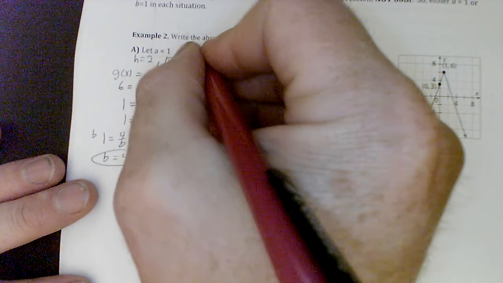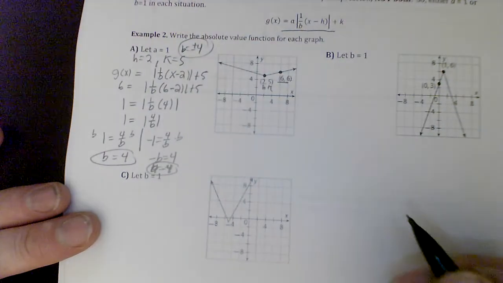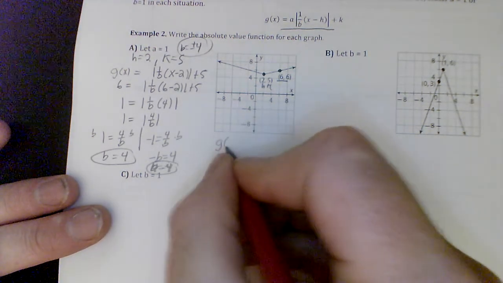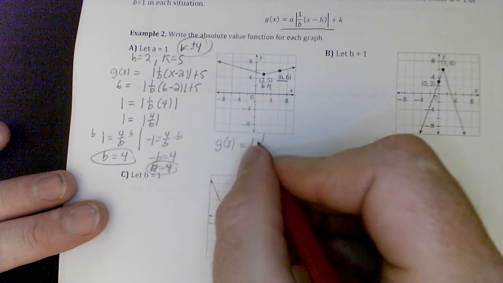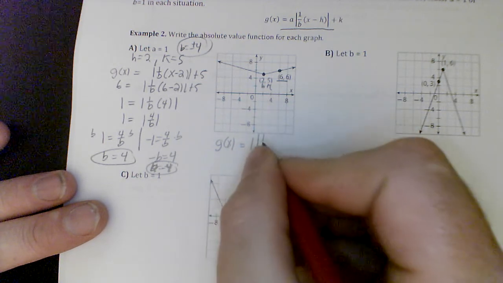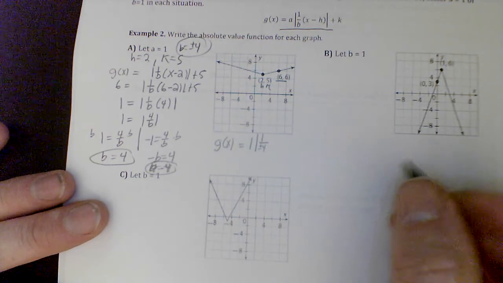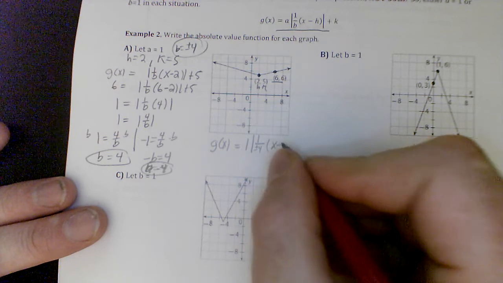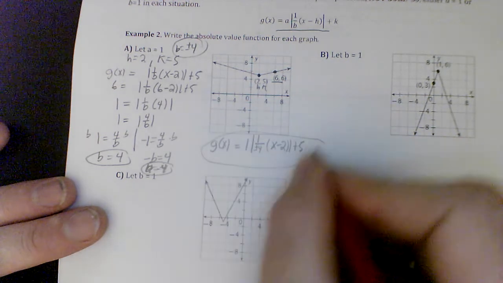So if I was going to write that, if I came up here and said B equals positive or negative 4, I'm only going to write one down here, but I'm going to indicate it. In fact, I'll put it in the equation as positive or negative 4. So G of X is equal to A, which I don't have to write, the absolute value of 1 over positive or negative 4, then X minus 2 and then plus 5, and that is our equation right there.